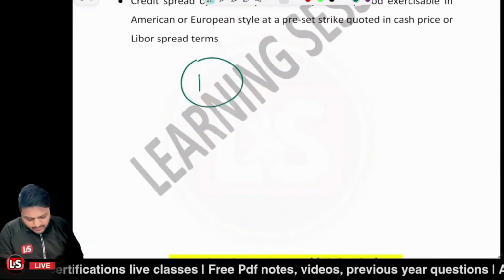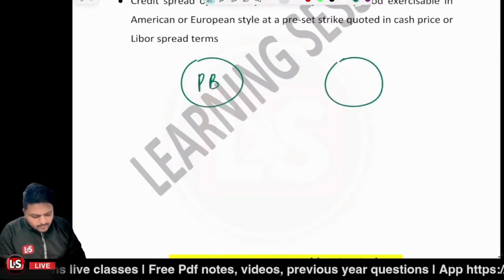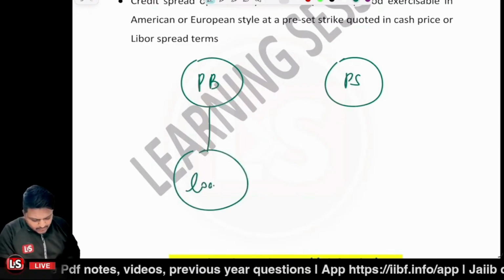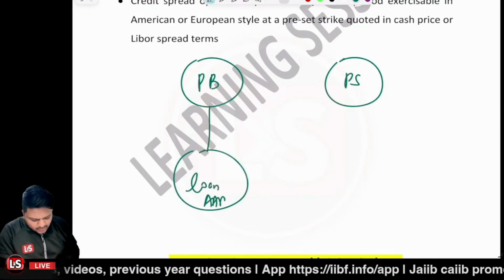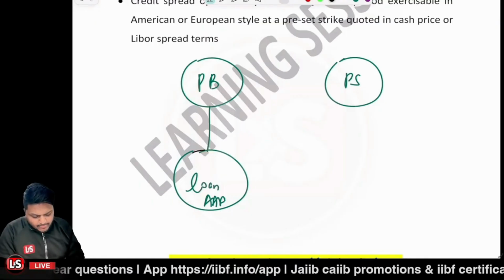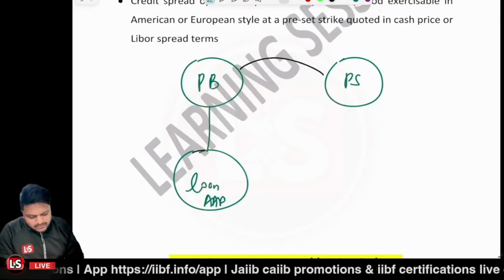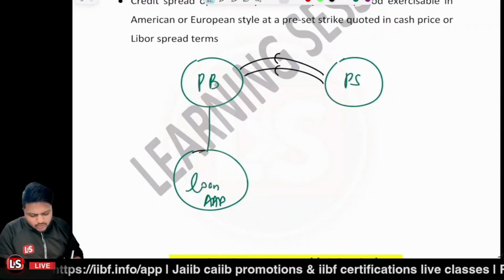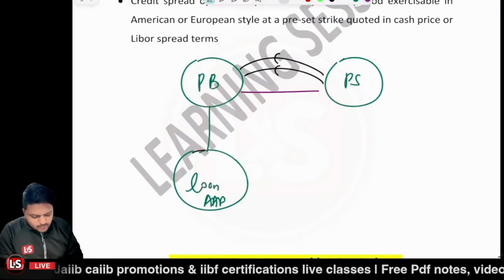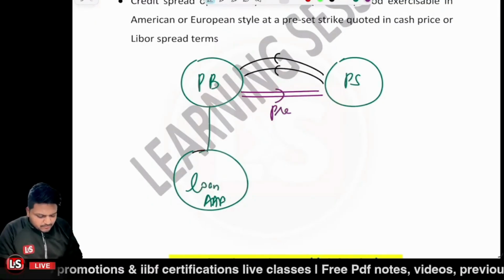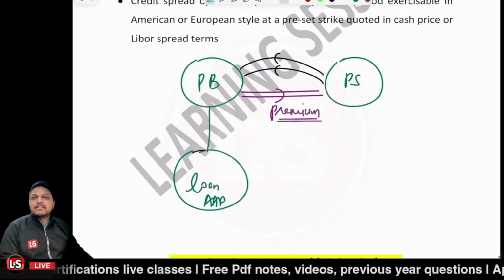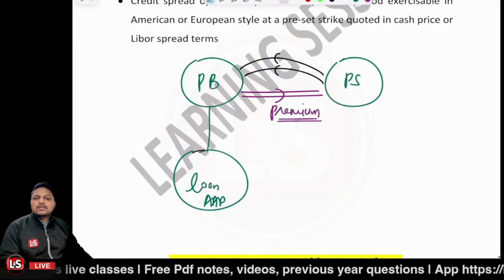Here is a protection buyer. Here is a protection seller. And here is an originated loan, which was previously rated AAA. So if there is a downgrade of the credit rating, in that scenario the compensation will be made by the protection seller to the protection buyer. And in lieu of the same, the protection buyer is to pay a fixed premium to the protection seller. Clear with it? So that's about it.